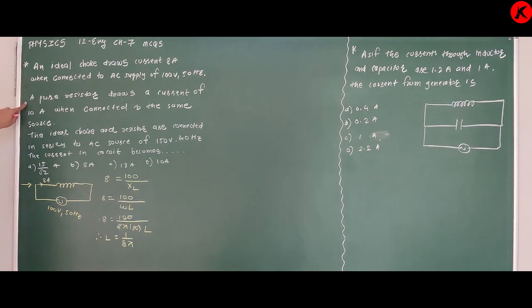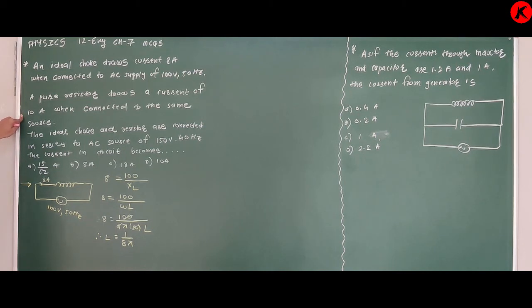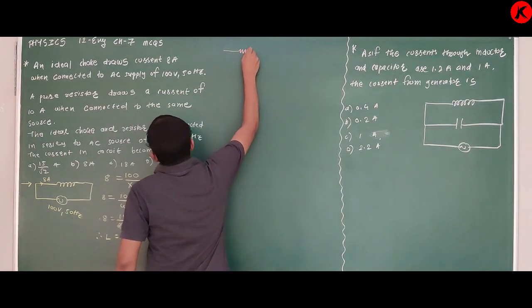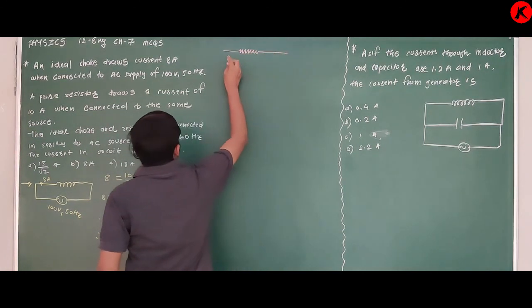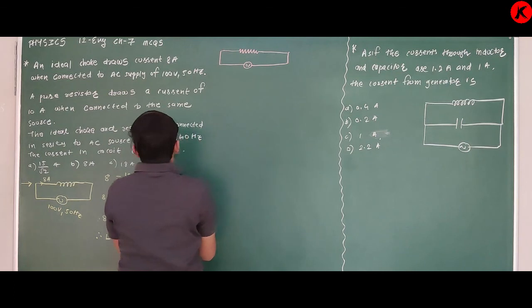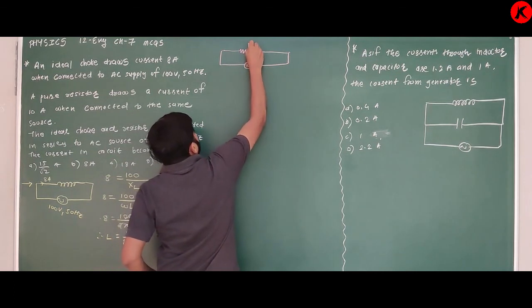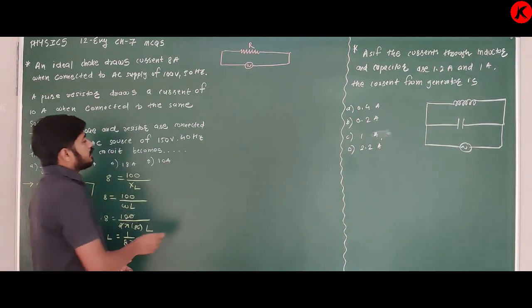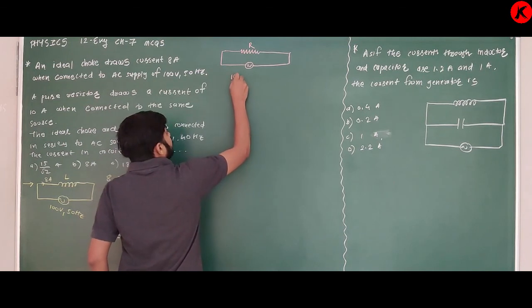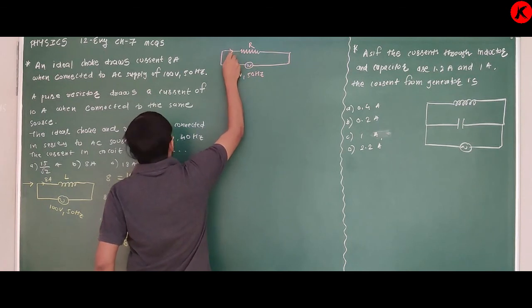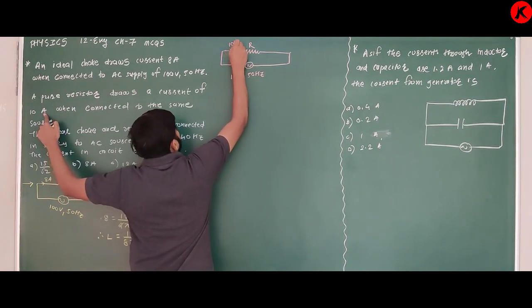Now next, a pure resistor draws a current of 10 ampere when connected to the same source. Like this, if a pure resistor R is connected to the same source, here is the inductor, the same source means 100 volt and 50 hertz, and it draws a current of 10 ampere.